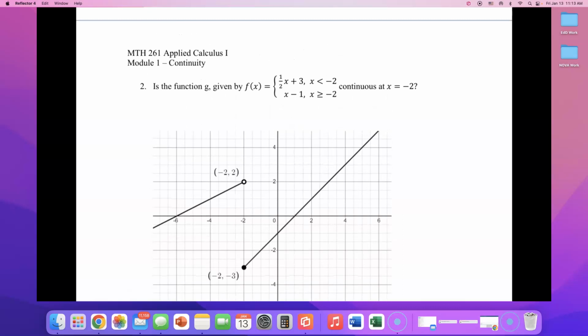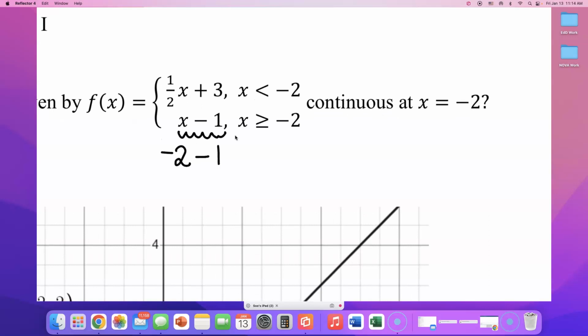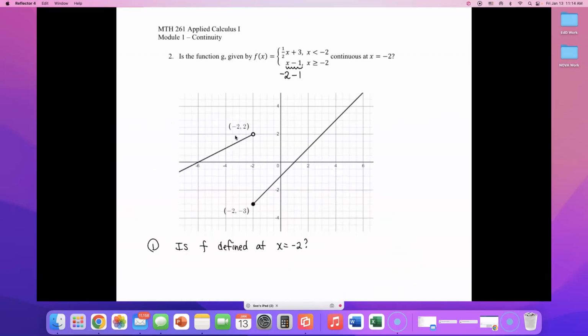When x is -2, we should go with the bottom expression, right? Because it says x is greater than or equal to, because of this equal to bar underneath, we are going to plug in -2 in here. So x minus 1. If you plug in -2, you will get -2 minus 1. So the function value is -3. I'm going to write that down over here. f of -2 is equal to -2 minus 1, which is -3.